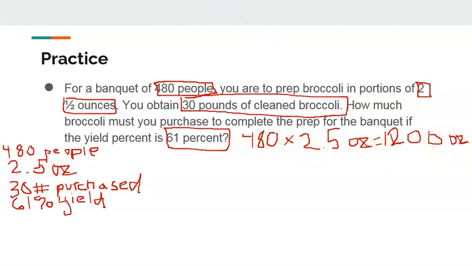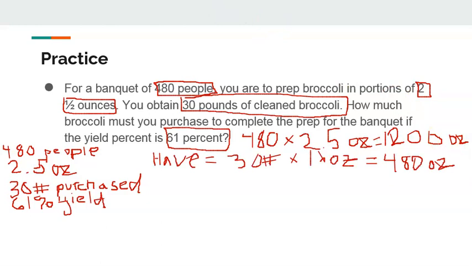So we multiply the 30 pounds that we have of clean broccoli times 16 ounces to convert it into ounces to match our 1,200. So then that gives us 480 ounces. So to calculate how much we need, we have to subtract 480 from 1,200, which gives us 720 ounces needed.